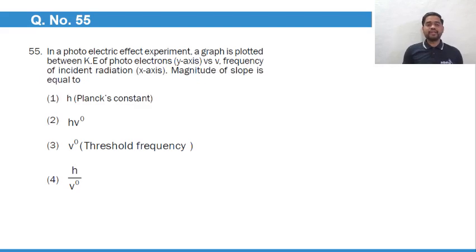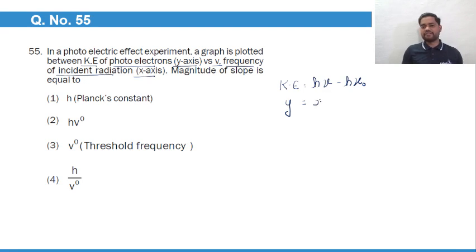Question 55: in a photoelectric effect experiment, a graph is plotted between the kinetic energy of photoelectrons on the y-axis versus the frequency of incident radiation on the x-axis. The magnitude of the slope will be equal to. We know that kinetic energy in terms of frequency is h nu minus h nu naught. Kinetic energy is taken on the y-axis, whereas frequency of incident radiation is taken on the x-axis.